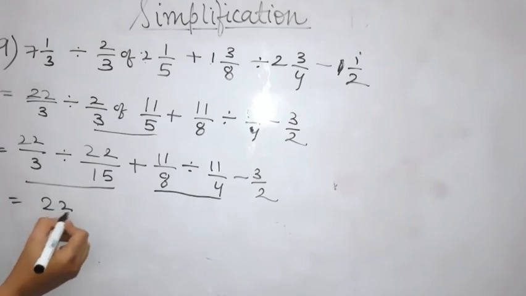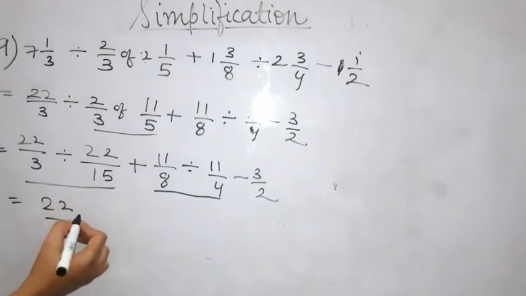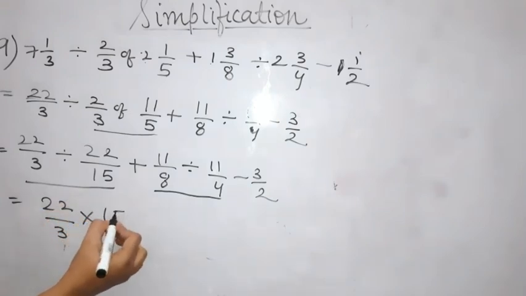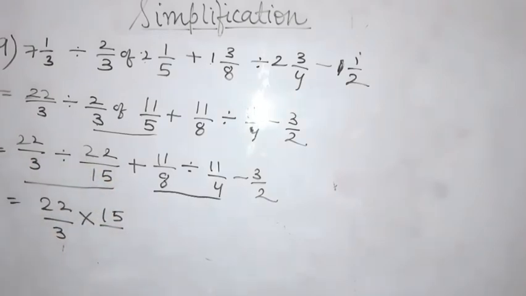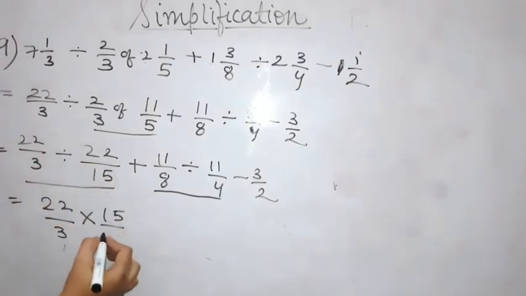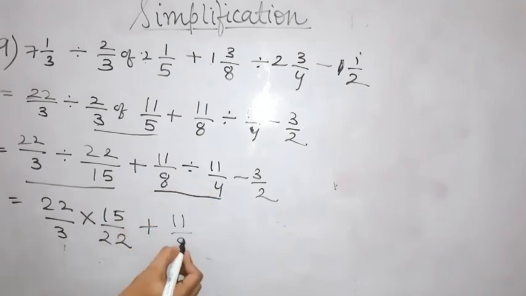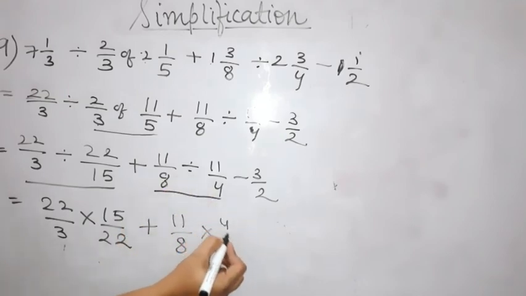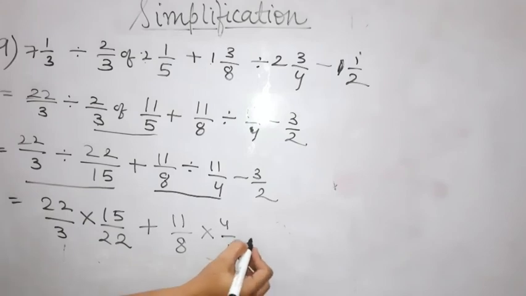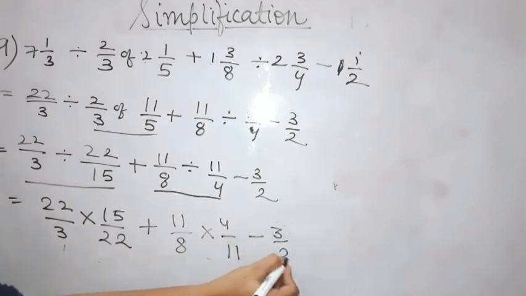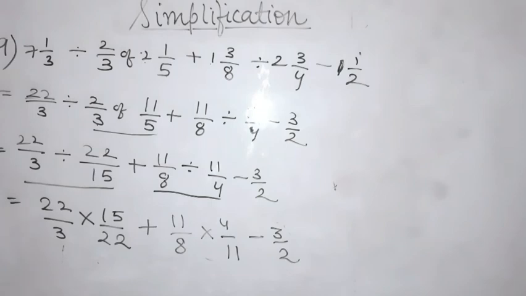Yes, take the reciprocal of the second fraction and multiply it with the first one. So what is the reciprocal of 22 upon 15? It is 15 upon 22. In the same way, here also we have to divide. So take the reciprocal of the second fraction, multiply it with the first one. So how do we take the reciprocal? What will be the reciprocal of 11 upon 4? It will be 4 upon 11.